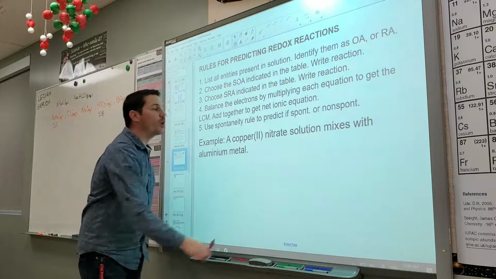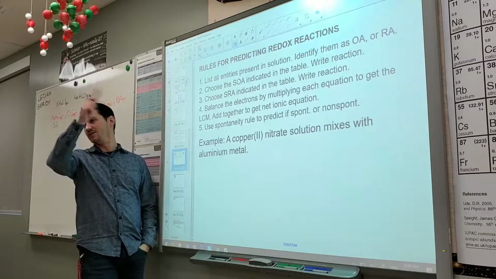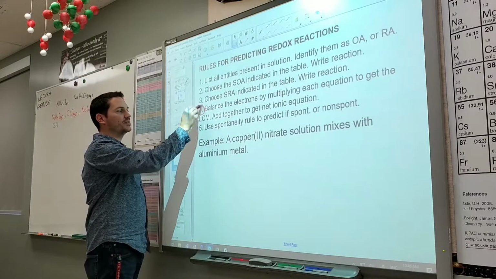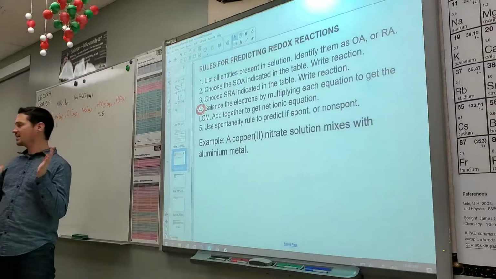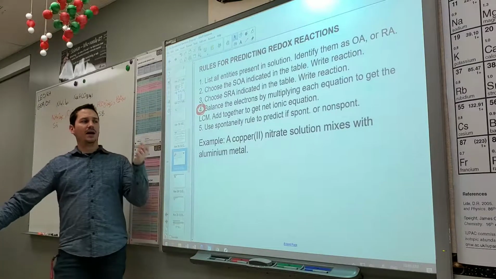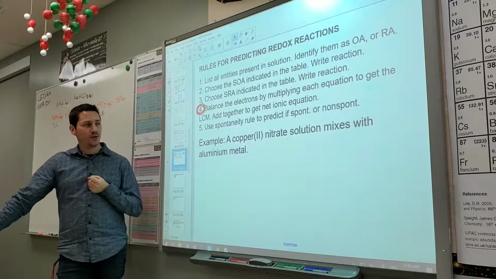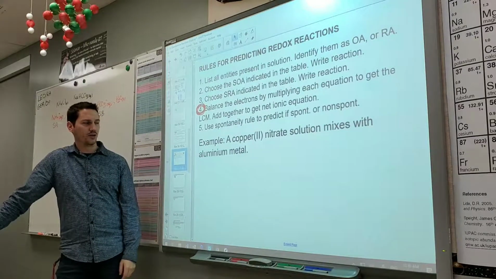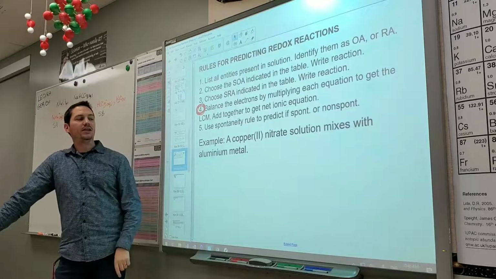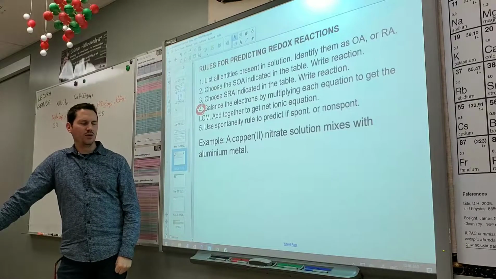This is the most key. I don't want to say most key because you have to do all of them properly, but this is the one that people kind of forget sometimes. Balance the electrons by multiplying each equation to get the lowest common multiple, add it together and get a net ionic equation. Use the spontaneity rule to predict if it's spontaneous or non-spontaneous.